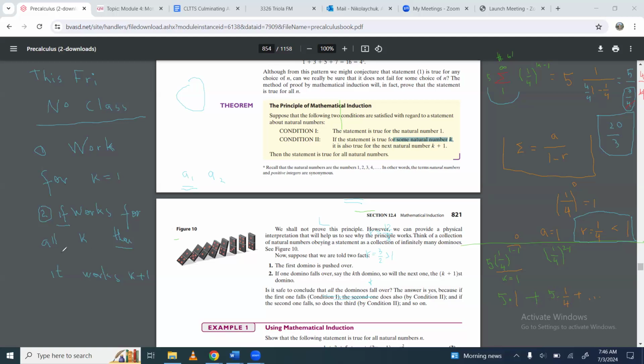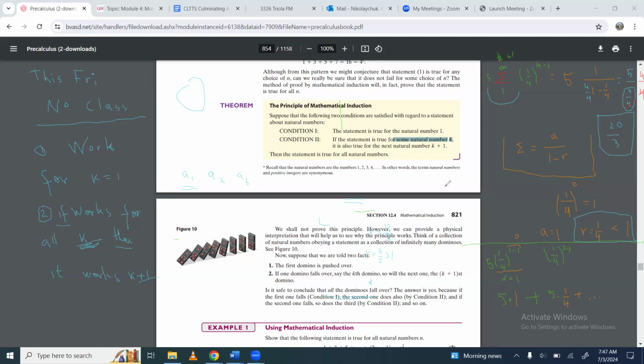Since we have it working for the first element, then it has to work for the second. We use k plus 1. So that's then automatically working for the second from the second condition. Then it has to work for the next element, because if it's working for the second, it has to work for the third, and then for the fourth, and for the fifth, and for the sixth, and so forth, and etc.